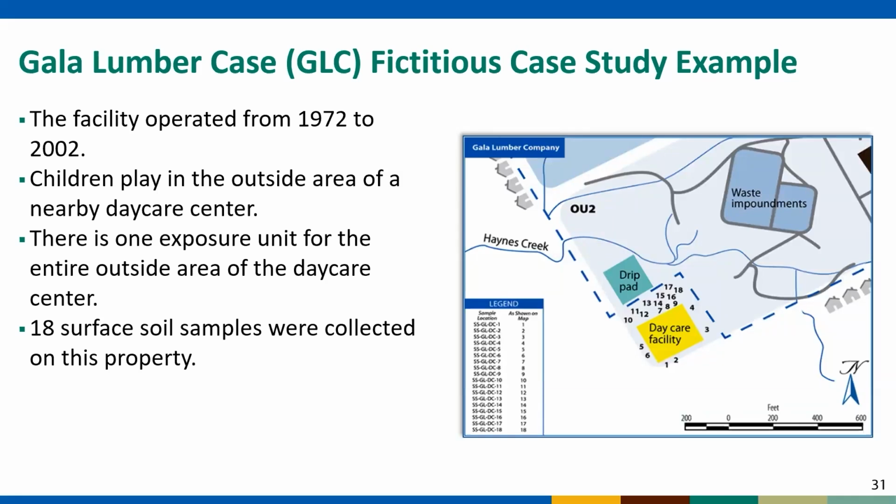property. To evaluate that exposure unit, we would want to consider the 18 discrete surface soil samples that were collected on the property. The numbered samples are included in the legend on the bottom left of the figure on the right side of the screen. The main point here is that all 18 samples were collected within the area that we just defined as our exposure unit.